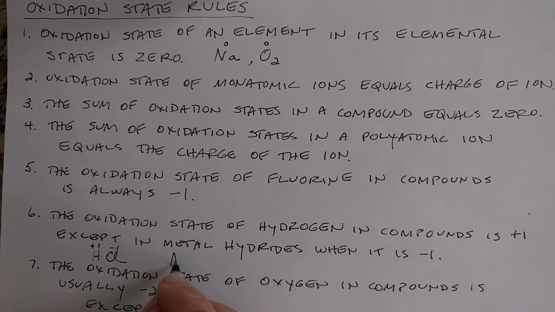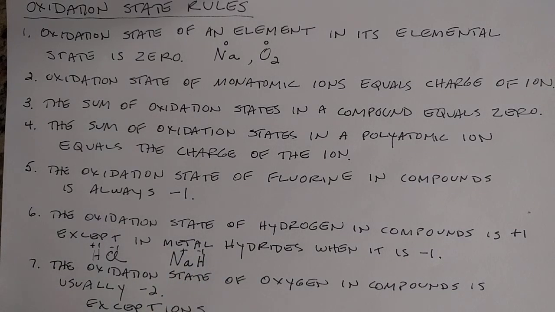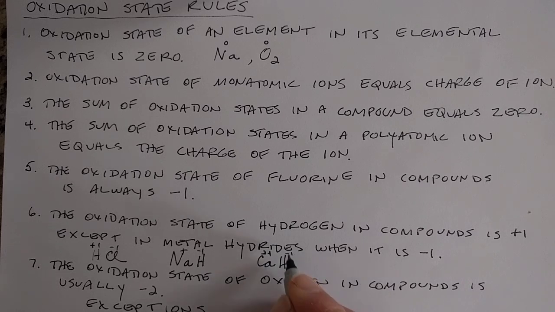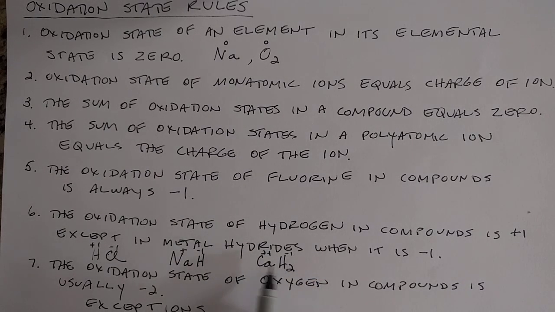But if we have NaH, this is sodium hydride, our sodium ion is +1, the hydride ion is -1. Another metal hydride, we could have calcium hydride, CaH2. Calcium is a 2+ or +2 oxidation state. Our hydrogen then is -1, 2 of them give a total of -2. So when hydrogen is paired with a metal, it is the anion, and it has a negative oxidation state.